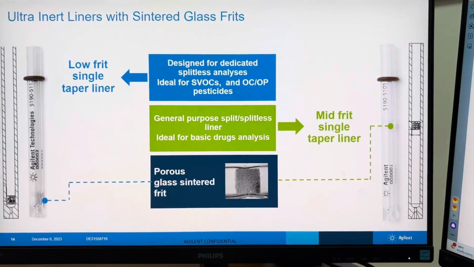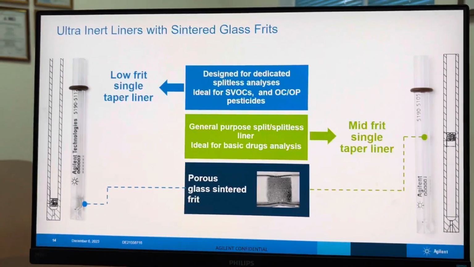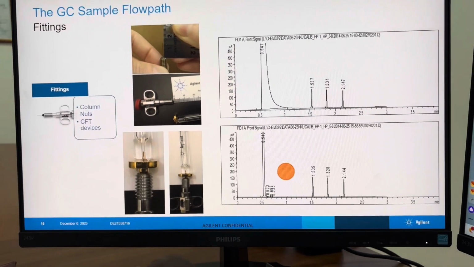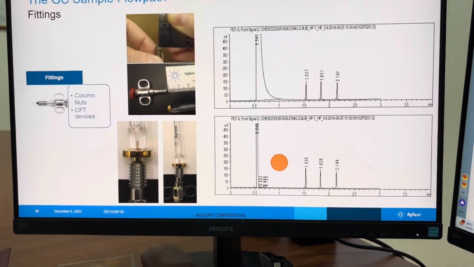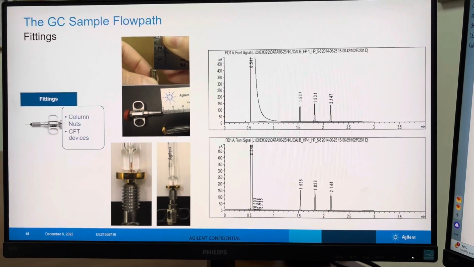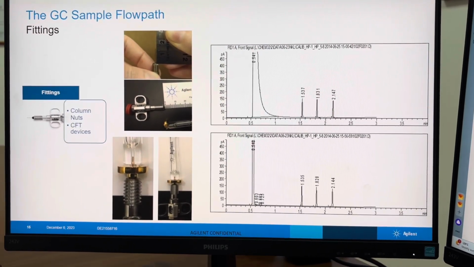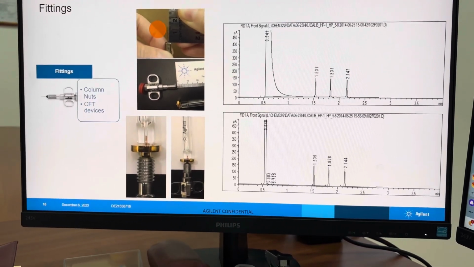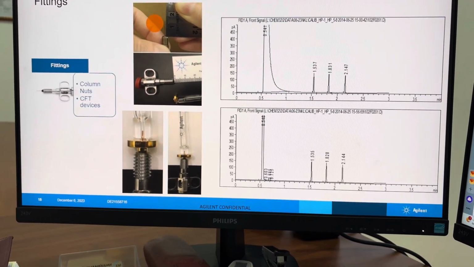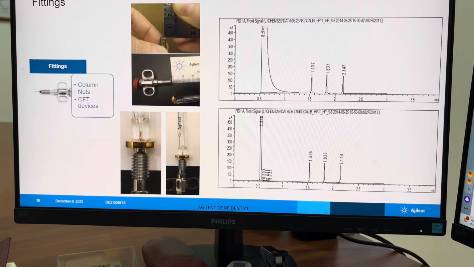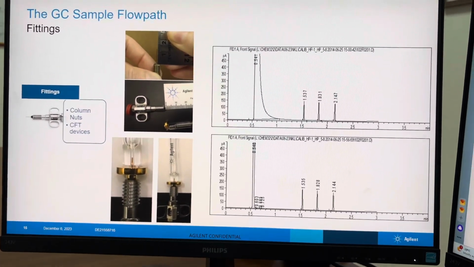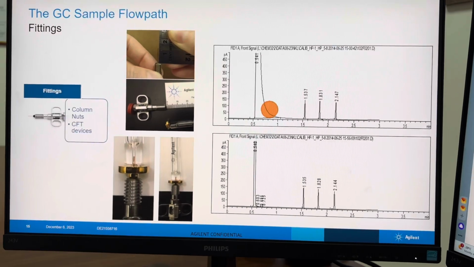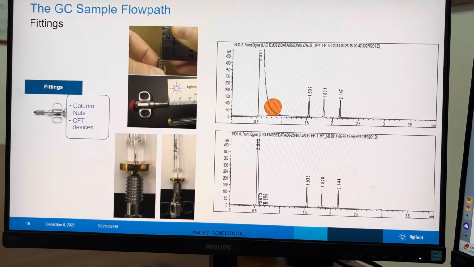And fittings. When it comes to the fittings, column nuts, CFD devices and all, we need to make sure the required length in the inlet or the detector is there. If it is too much or too little, then eventually you will have a problem with the peak shape. Like you can see here, improper connection can give you peak tailing or fronting issues, based on the compound nature and the resolution phase.